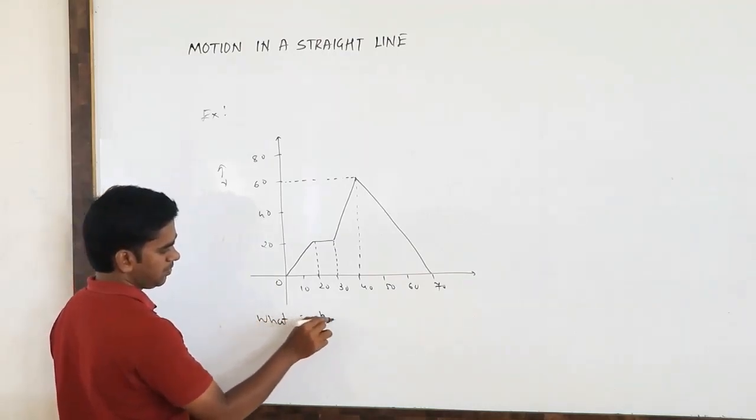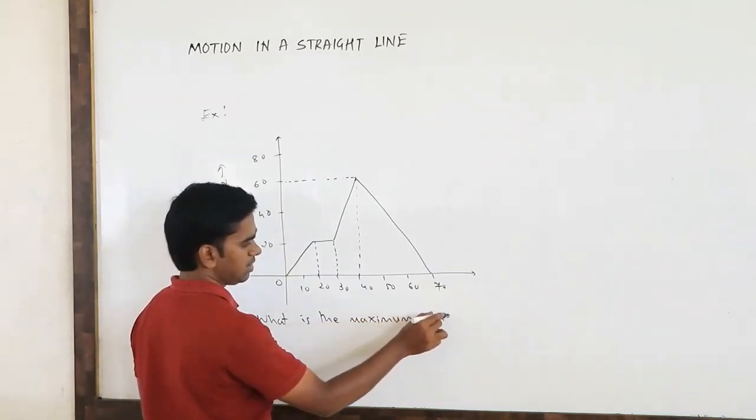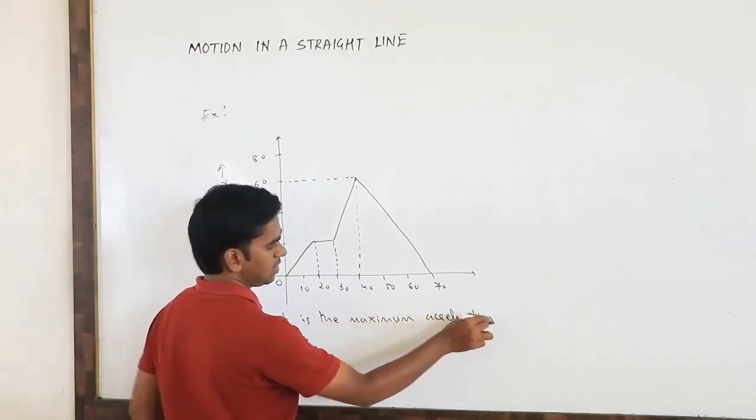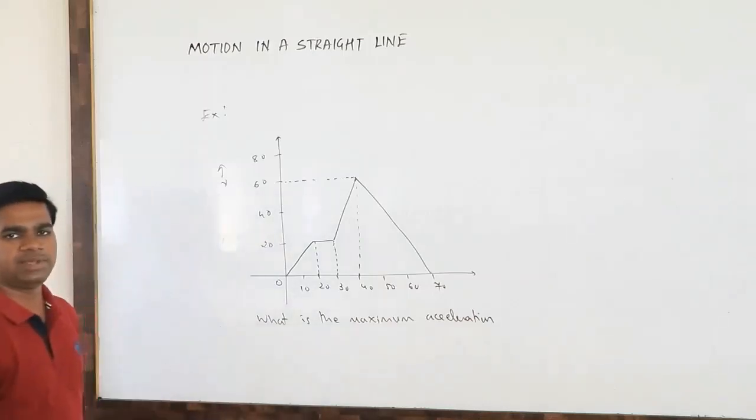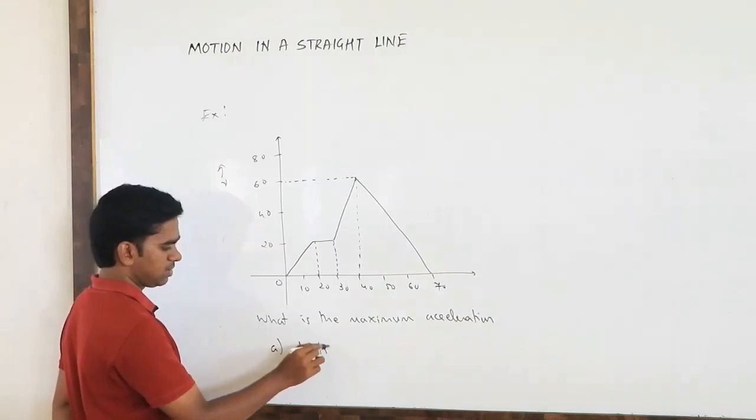What is the maximum acceleration? So what is the maximum acceleration? They may give you the answer that is 1 meter per second square.